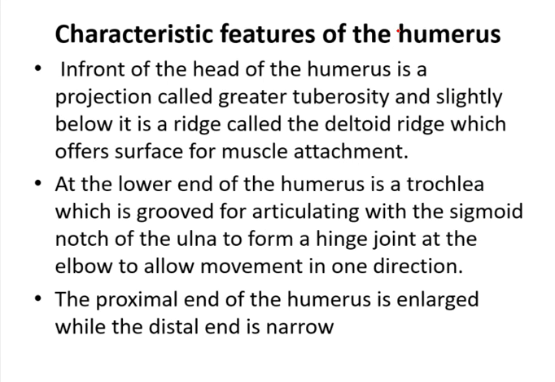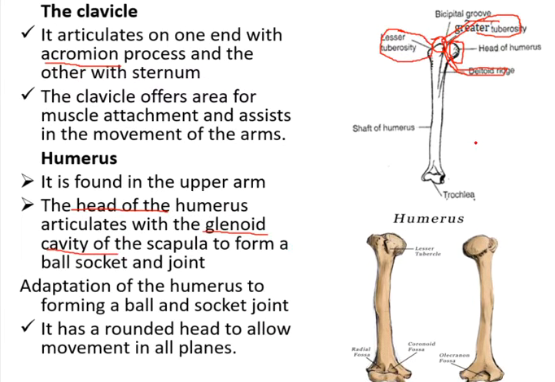Then at the lower end, or we call it the distal end, we have a trochlea, which is grooved for articulating with the sigmoid notch of the ulna to form a hinge joint at the elbow to allow movement in one direction. Maybe we can go back. We have here the trochlea, which, as we are saying, articulates with the sigmoid notch of the ulna and radius to form a hinge joint, which allows movement in one direction or 180 degrees.